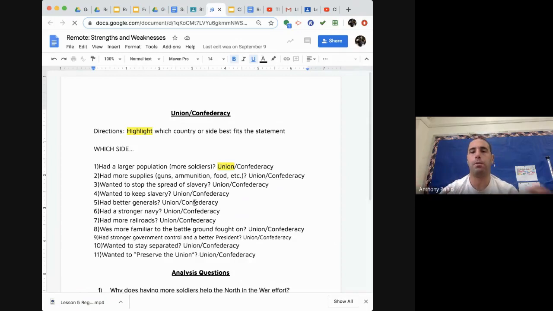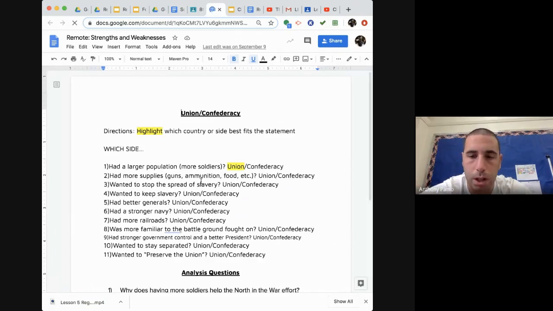Which side had more supplies? So which side had more guns, more ammunition, right? Which side had a larger population? So what we'll do is, I'm going to use the PowerPoint. So which side had a larger population?